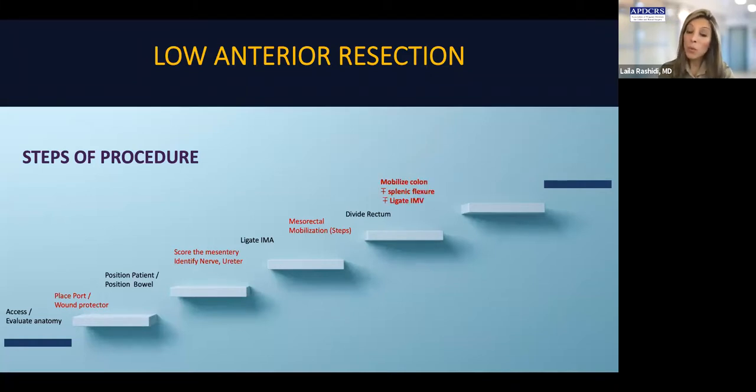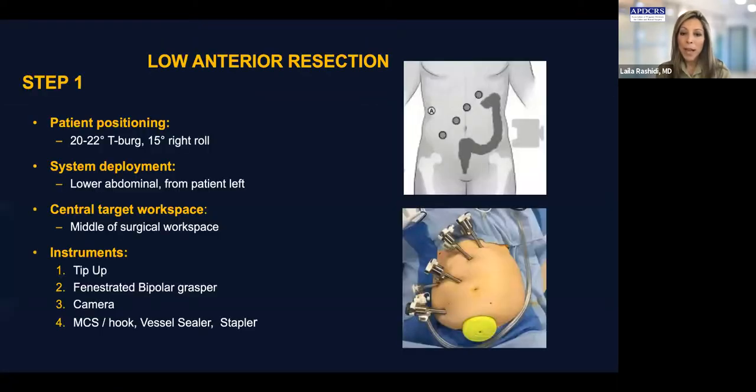Now, depending on my anatomy, do I need to do a splenic flexure mobilization? Do I need to ligate the IMV? That's when I decide, at that part of the operation. Then for intracorporeal anastomosis, we make a colotomy, place our anvil, and perform our anastomosis. We check for any leak, evaluate the blood supply, and extract the specimen. So these are the steps, and as far as positioning, we're talking here about low anterior or sigmoid resections.